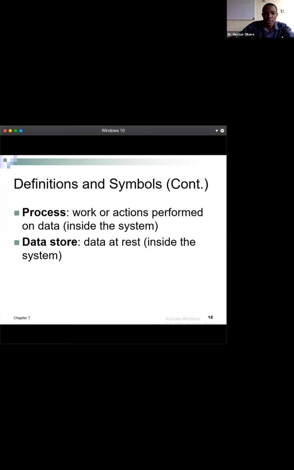So let us look at what processes are. A process, just like I explained, is the work or action done on data inside the system, okay? You receive data, what happens to the data? The data is being processed, okay? So that processing is what is called a process, okay? Data store is where the data rests inside the system, like a file or database or repository, okay?